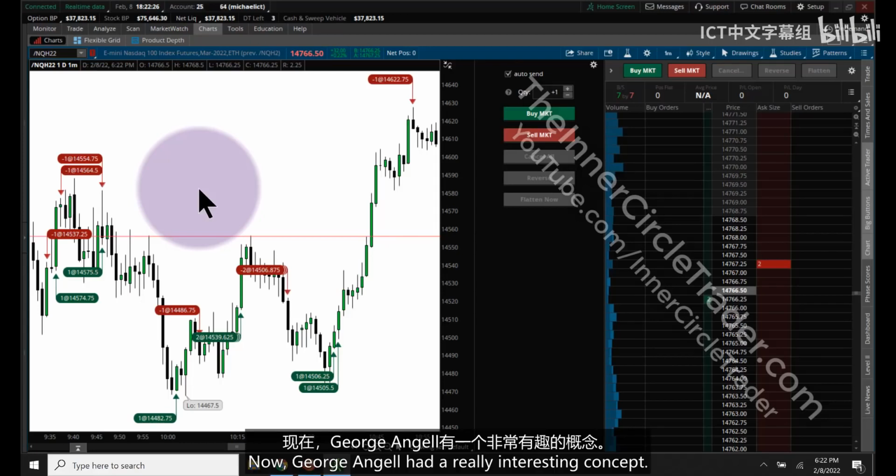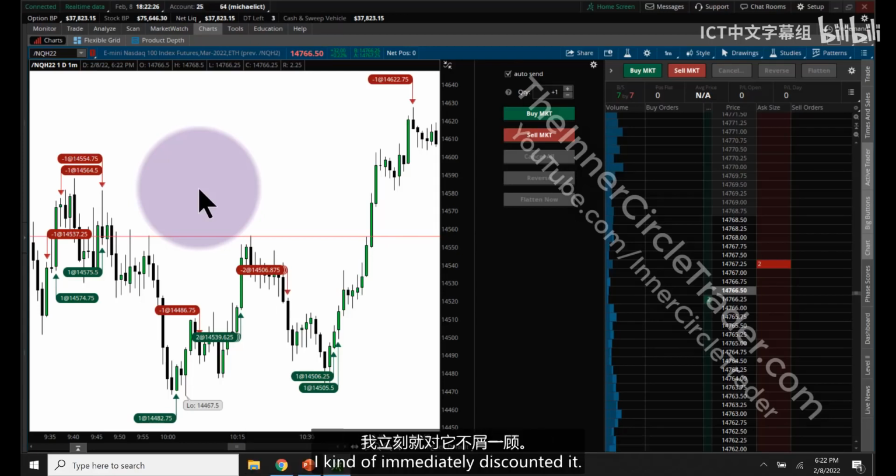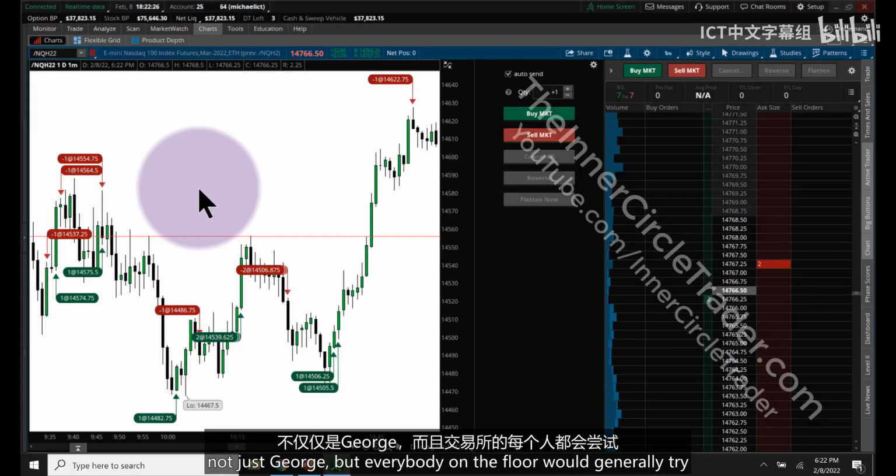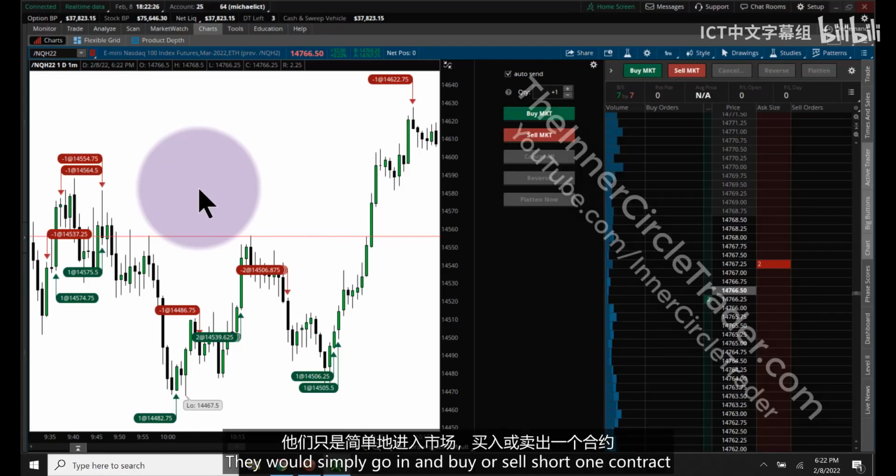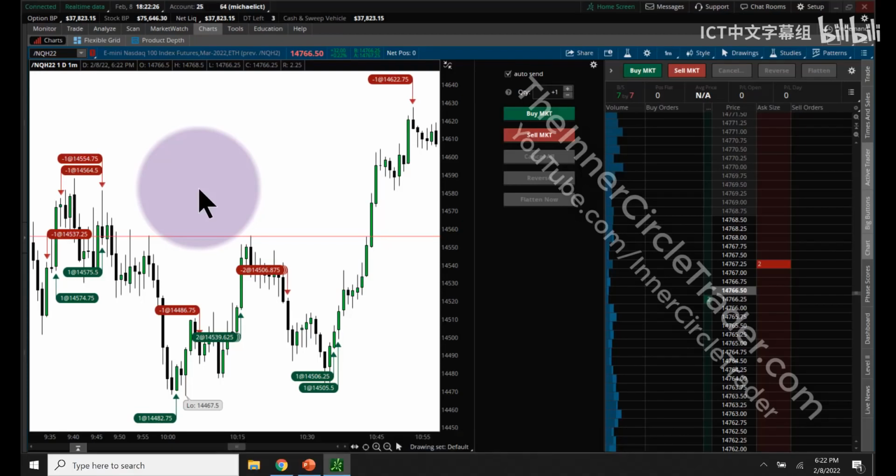Now, George Engel had a really interesting concept. When I first heard about it, I immediately discounted it. I was like, that's stupid. And what is it? Well, on the floor, sometimes traders would have just a disconnect. They wouldn't have a read on what the price is doing. So what they would do, not just George, but everybody on the floor would generally try to do this as well. They would simply go in and buy or sell short one contract and just see what happens.